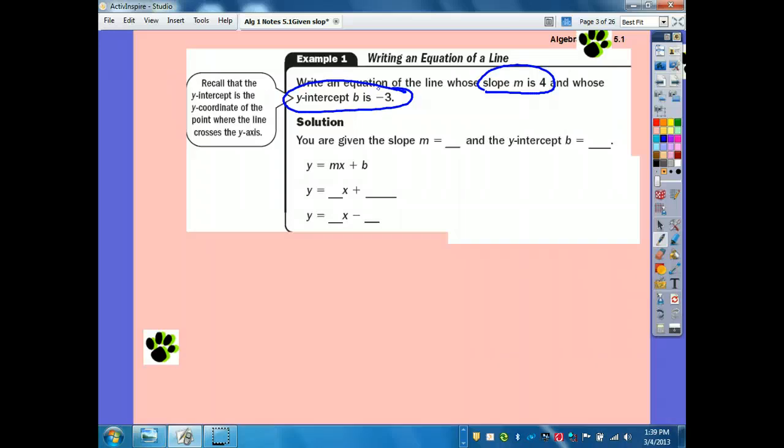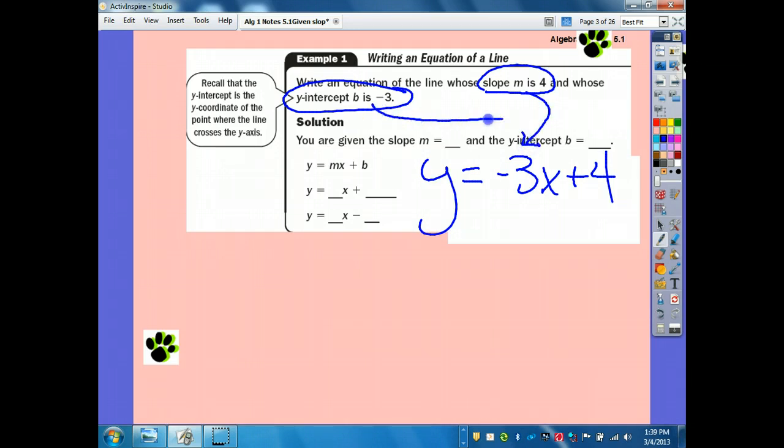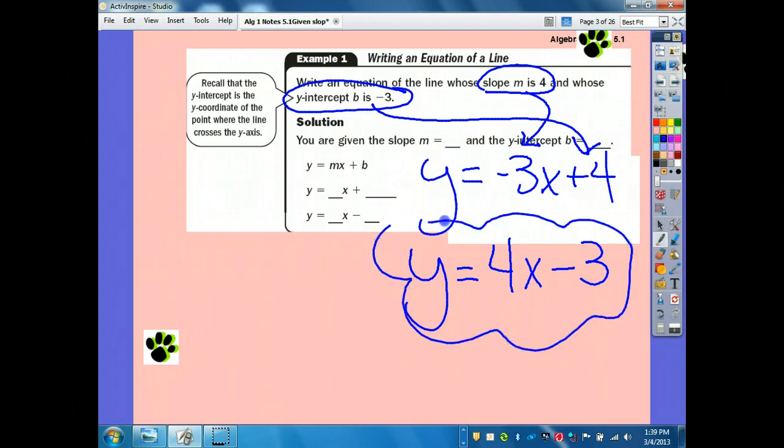Really? So am I going to write y equals a negative 3x plus 4? Done? No. Why? Right, because my slope is the 4 and my negative 3 is my y-intercept. So you just have to make sure you put them in the right spot when they tell you what they are. So y equals 4x, because 4 is my slope, minus 3 because that's my y-intercept. Now this one is correct, not that one. All right? So that's the top part of your worksheet. They tell you the slope, they tell you the y-intercept. You need to write it in the correct order, in the correct form. Easy enough?